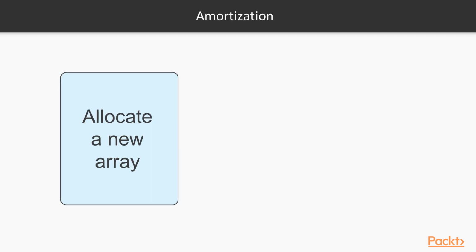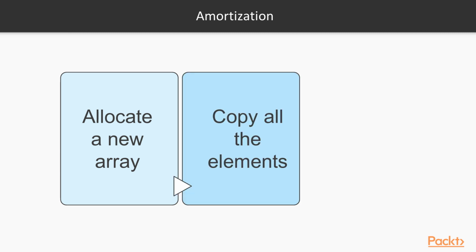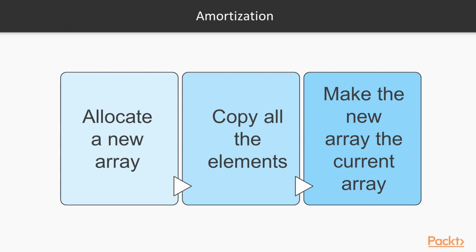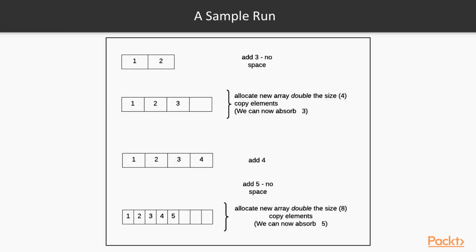To better understand the concept of amortization, let's look at a dynamic array. This is an array that would grow if there was no space to add a new element. We could do this with the steps listed here. First, we allocate a new double array the size of the current array, and then copy all the elements from the current array to the new array. Lastly, we make the new array the current array. Here is a simple run of the algorithm depicted pictorially.